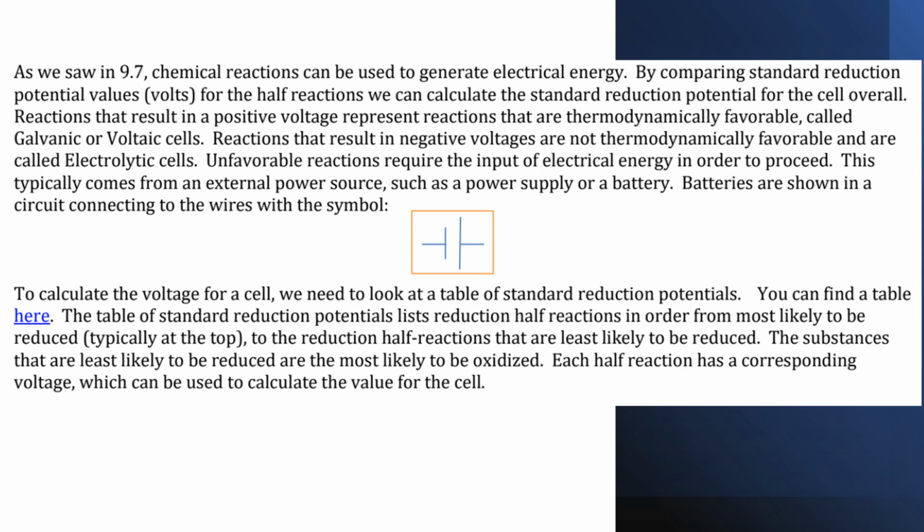As we saw recently, chemical reactions can be used to generate electrical energy. By comparing standard reduction potential values in volts for half reactions, we can then calculate the standard reduction potential for the cell overall. This will tell us if something is a galvanic or voltaic cell because it is thermodynamically favorable. If it's unfavorable, it's called an electrolytic cell. Those require input of electrical energy for it to proceed. That's something you need to be aware of.